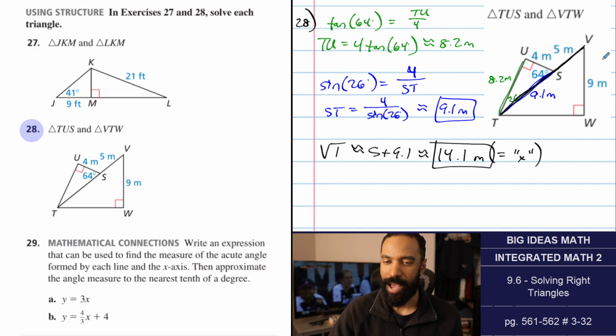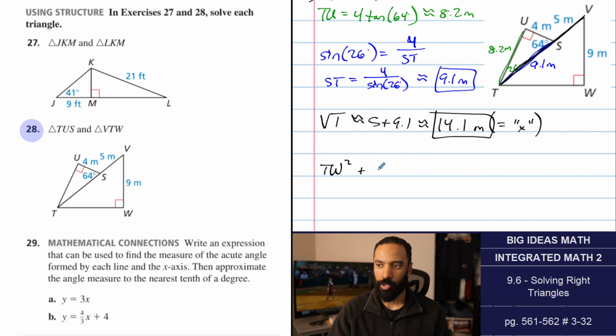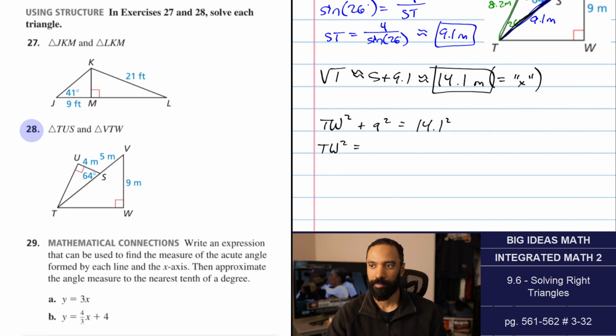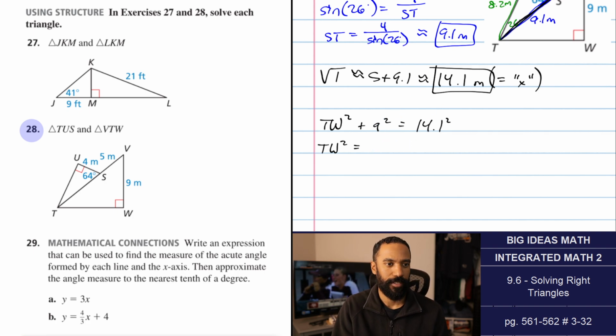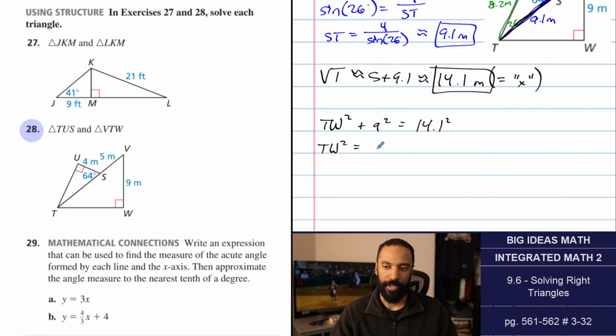That's important because 9 is another leg that I have on this thing. I'm always going to use the exact version of the 14.1 to find things though. So if I want to find the length of TW, squared plus 9 squared equals my 14.1 squared. Again, that is a rounded value. I'll be using the exact in my calculator. TW squared is, well, I'm going to subtract my 9 squared. My exact answer squared is 199.5 rounded, minus 81.